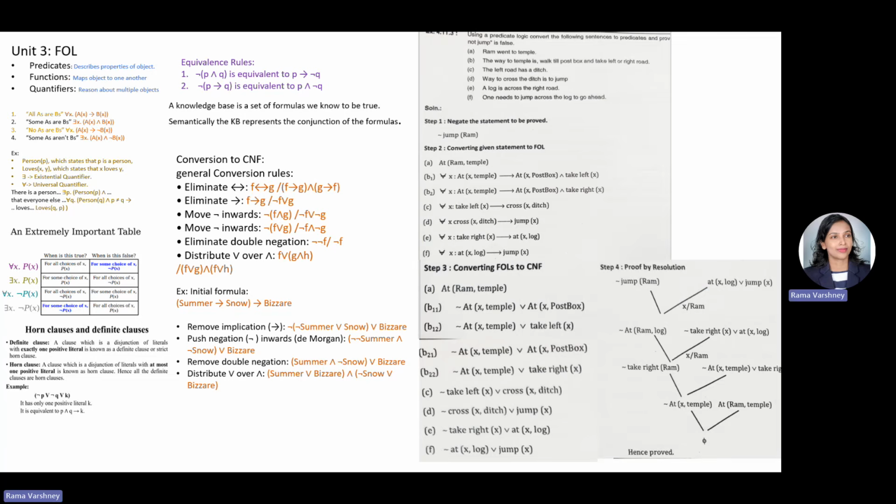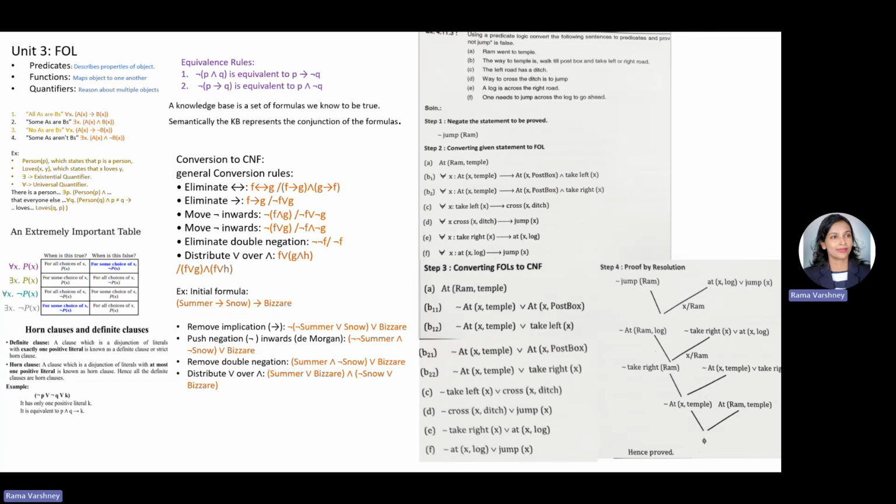So we have a question using predicate logic: convert the following sentences to predicates and prove Ram did not jump is false. Ram went to temple. The way to temple is walk till post box and take left or right road. These are the statements given. How do we start making a resolution graph here? We start with the negation of the statement to be proved: Ram did not jump, so negation of jump Ram.